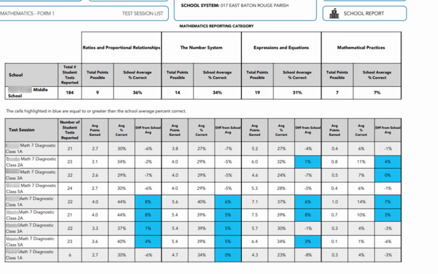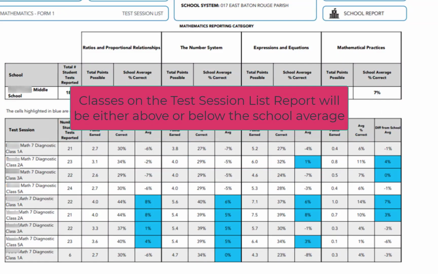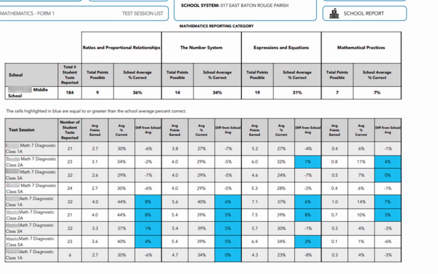All right, and so if you notice the blue means that those classes, this teacher, this teacher, this teacher, and this teacher, all those classes were above the school average. So if you think about it, all of these reports will have some blue, because in terms of averages, you have to have some that are above average and some that are below average. So all of them will have blue.